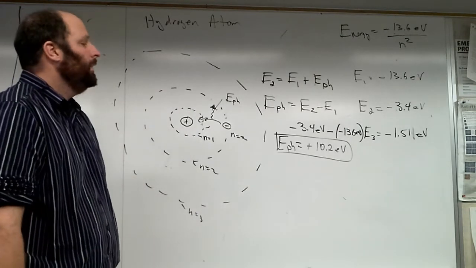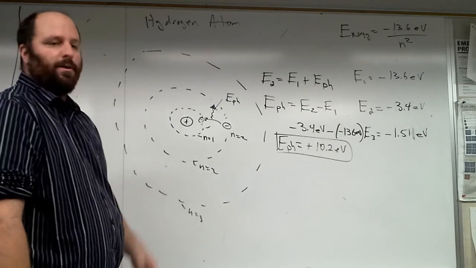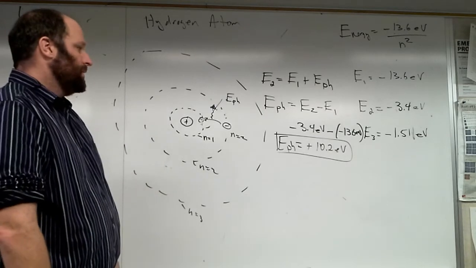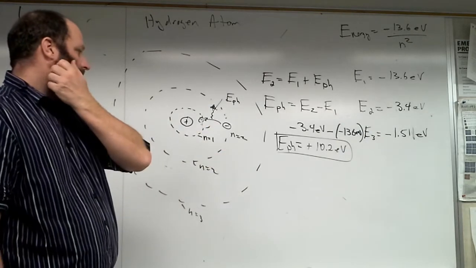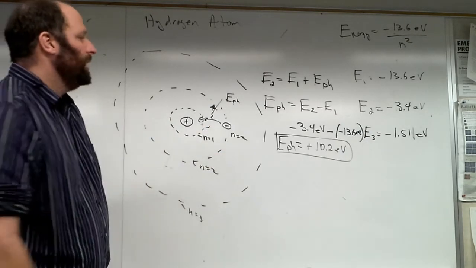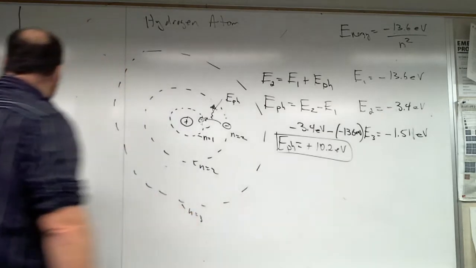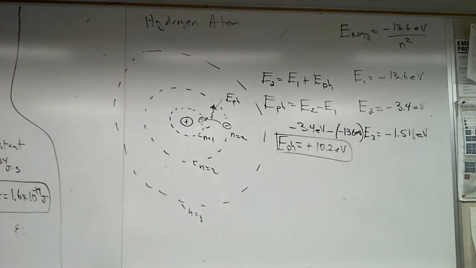Okay, now, remember that the photon energy depends on the frequency. So what we're going to do now is calculate the frequency of that photon using this relationship back over here. Energy of a photon is equal to Planck's constant times the frequency. Now, the first thing you've got to notice is when you look at Planck's constant, the units, 6.63 times 10 to the negative 34th joule second.